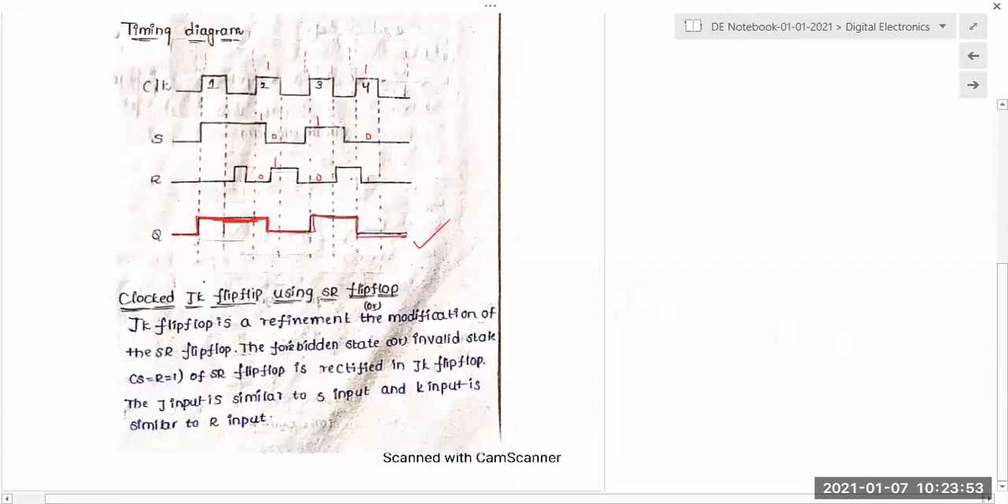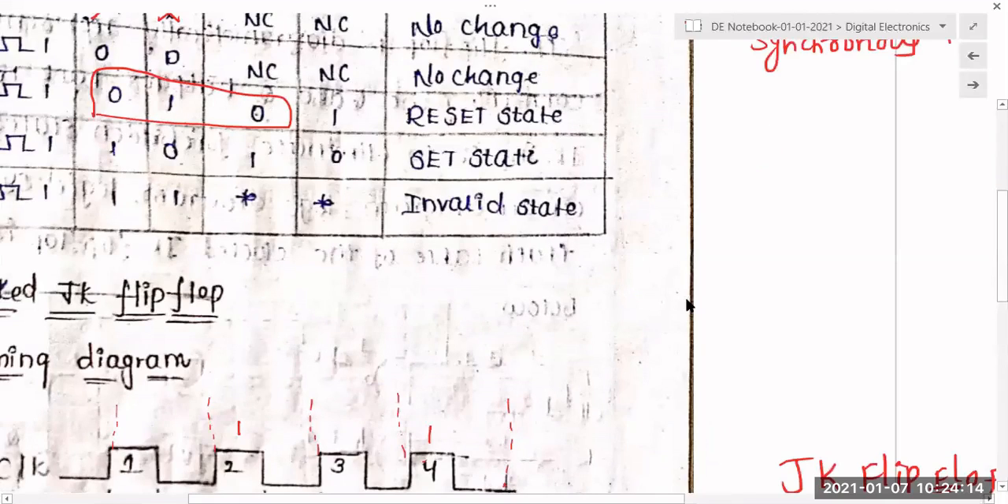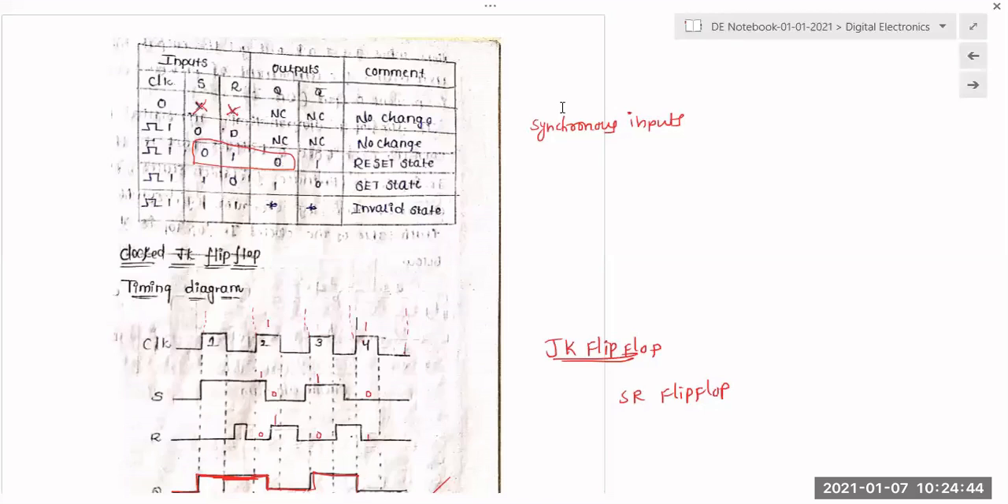Yes, sir. So now I will discuss the JK flip-flop. What is the main disadvantage of this SR flip-flop? The disadvantage of the SR flip-flop is, whenever this condition is there, when both the S value and the R value are 1, then the output is an indeterminate state or invalid state. This is the disadvantage in the case of the SR flip-flop.